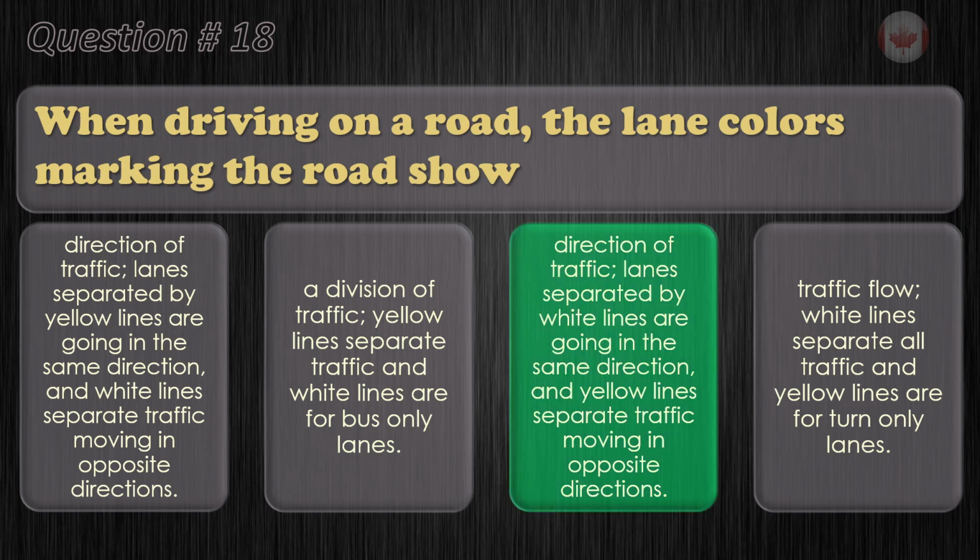The correct answer is direction of traffic. Lanes separated by white lines are going in the same direction, and yellow lines separate traffic moving in opposite directions.